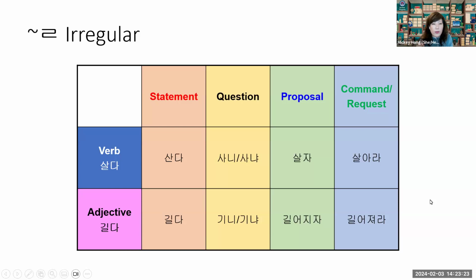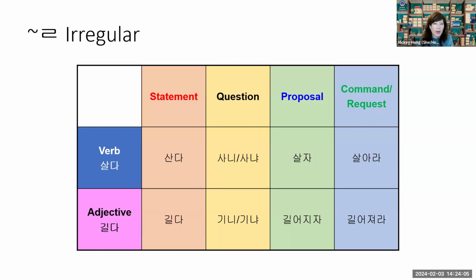So there's always irregular. 살다, be careful of the irregular always, right? 살다 would be 산다. When it's a question, are you buying something? 사니? 사냐? 살자, let's live. By the way, it will be the same for 살다 and 사다, always, because ㄹ drops. So 사니, 사냐 can be either one, you guys. Without context, you don't know if they're saying, are you buying something or do you live somewhere? 살아라, live, please live. Okay, 여기서 살아라. Then you're saying live here.